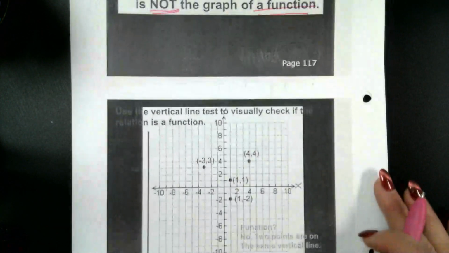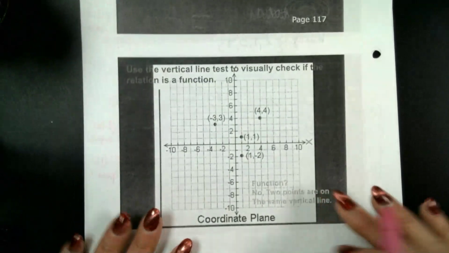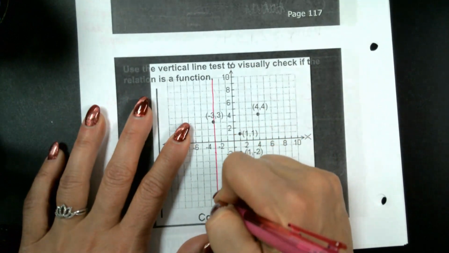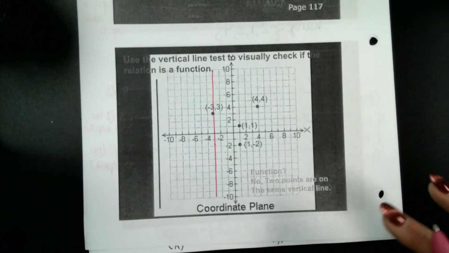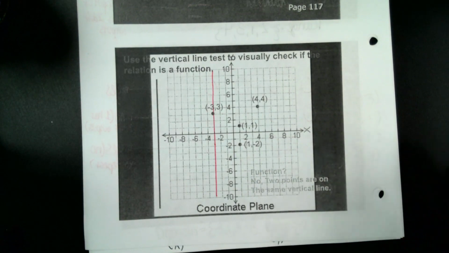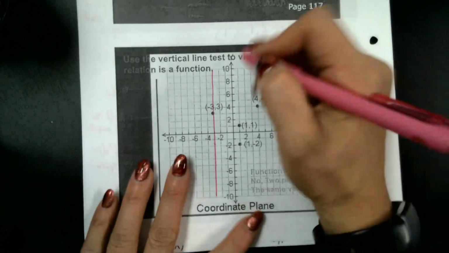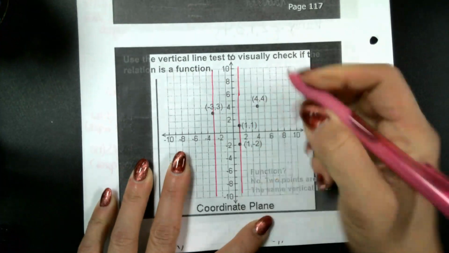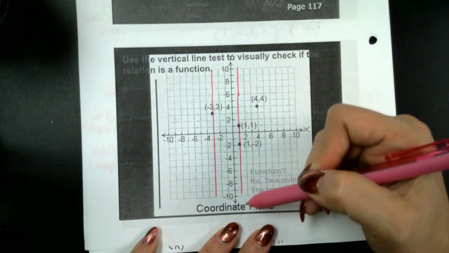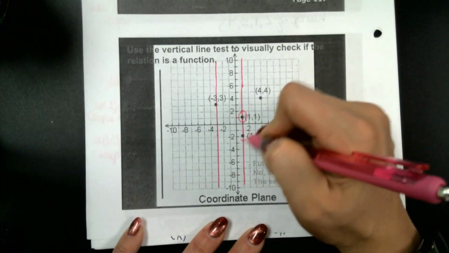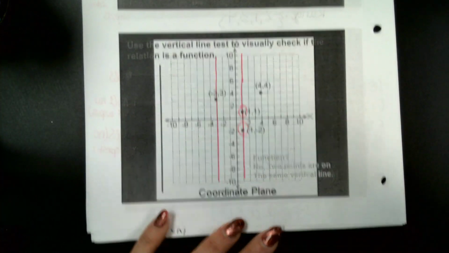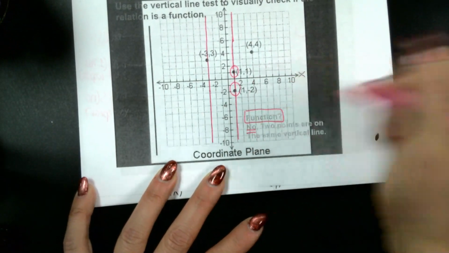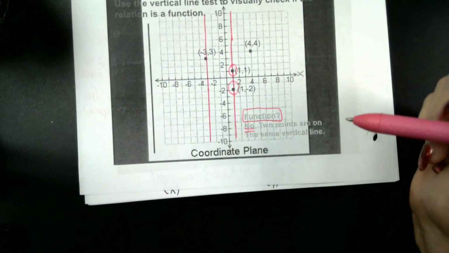You guys are going to draw some vertical lines here. So look down here. Go ahead and draw a vertical line through that first ordered pair you see. How many points did it go through? Just one. So that's okay, right? What about here? So if I draw this vertical line, how many points does it go through? Okay. Is that allowed for a function? No. So you guys can see right here, they already wrote, is it a function? And they said no, because 2 points are on the same vertical line.